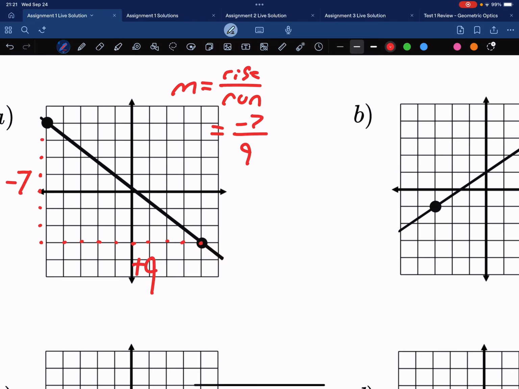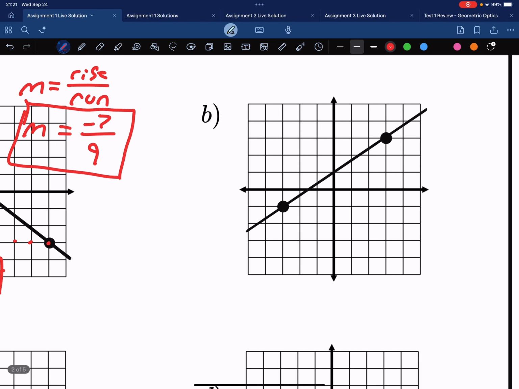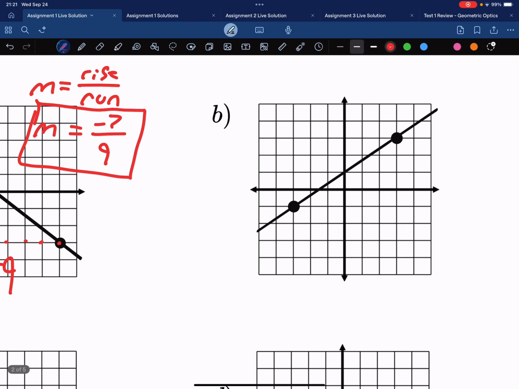So the rise is how high up or down it goes. The run is just the other one, or how far left and right it goes. So in this case, our slope is negative 7 over 9. Cannot reduce that any farther. For b, I will use the other formula on this one.